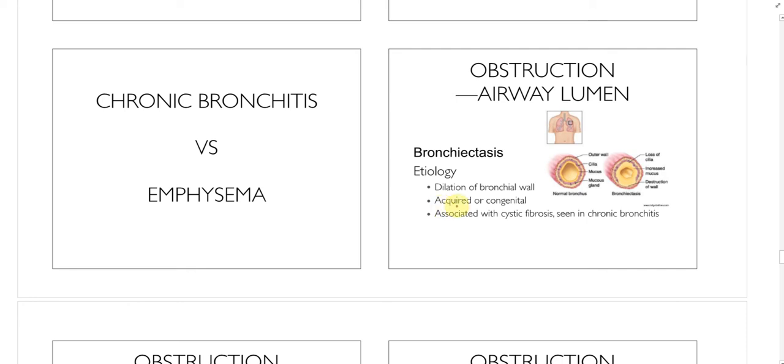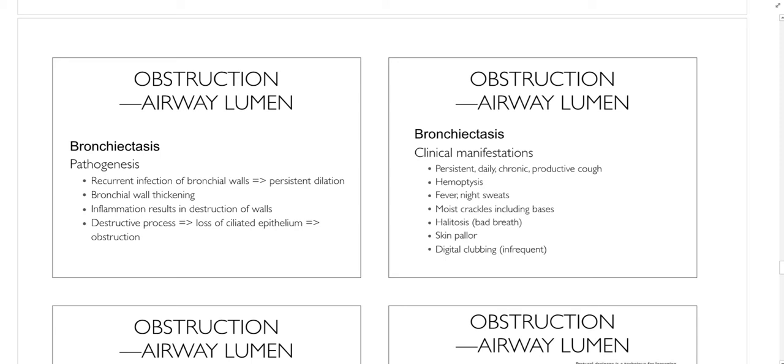This can be either congenital, like cystic fibrosis, or acquired, such as with chronic infections, and it's associated with cystic fibrosis and sometimes can be seen in chronic bronchitis. Sometimes people can get it, but not always, with chronic bronchitis. I think I saw at one point it was like 30% of people, maybe 50% of people had bronchiectasis with chronic bronchitis. So we have recurrent infections of the bronchial walls, which leads to this persistent dilation.